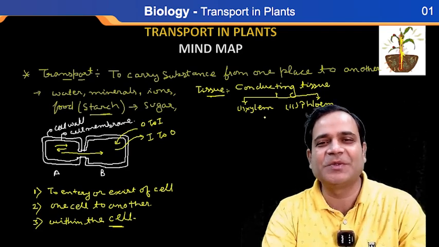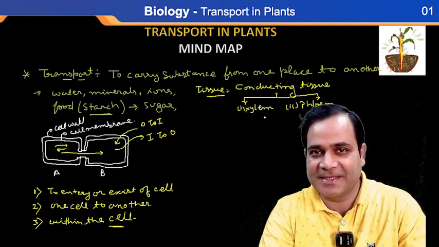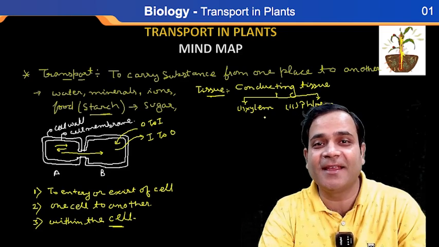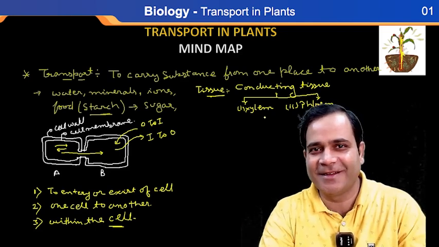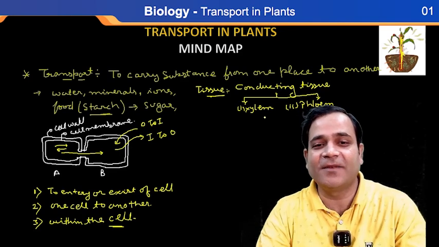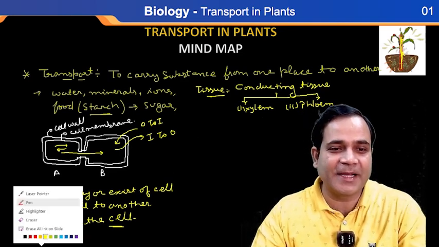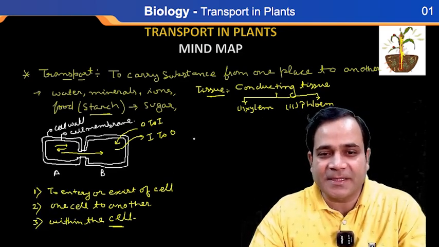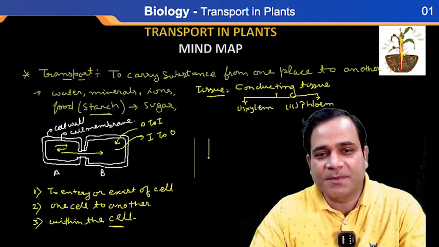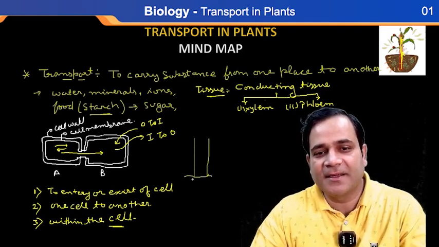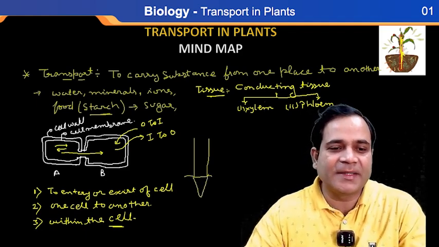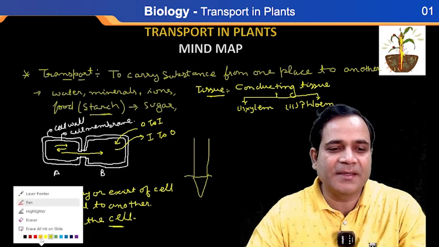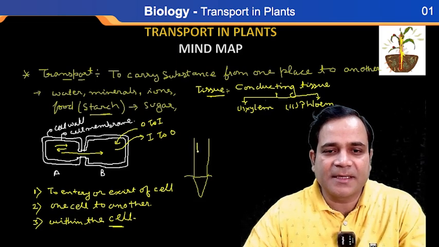Now, the time is here to know about what is xylem and what is phloem. You know, xylem is a conducting tissue which carries water and minerals, my dear. Water and minerals. See what I'm saying here. With the help of a diagram, I'm going to tell you. Suppose this one is the plant, my dear. Getting my point? So here are the conducting tissues. I am going to draw here. See, this one is a conducting tissue.